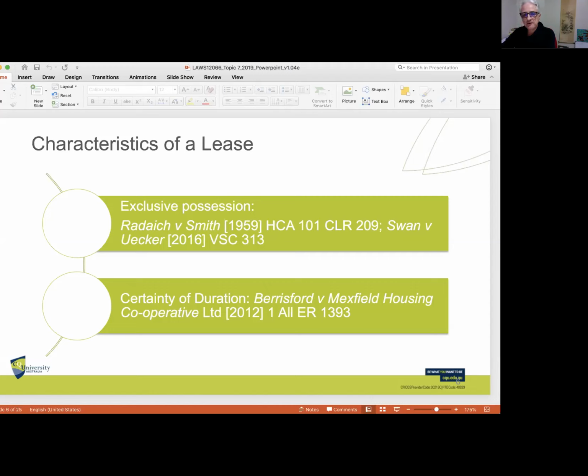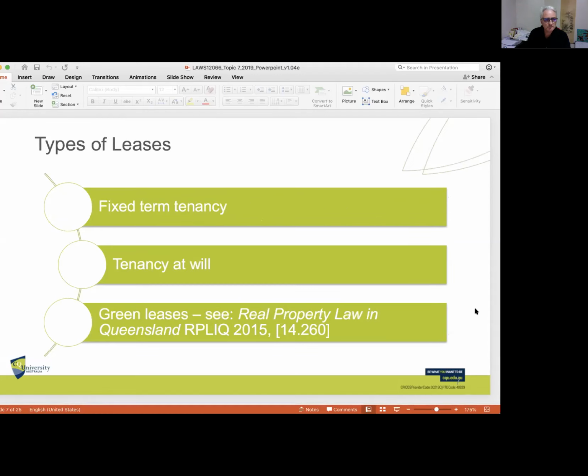And you'll find that discussed, as I mentioned, in the notes at 8.25 capital C. From there, we need to be mindful of the types of leases that are possible, and we have tenancies of fixed term. We also have tenancies that are referred to as arising at will.